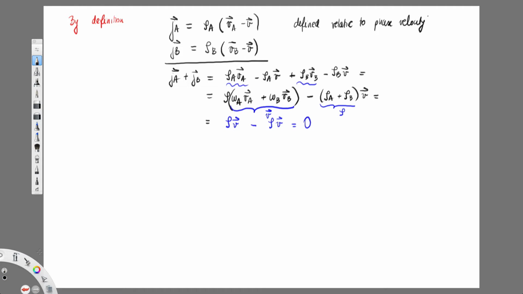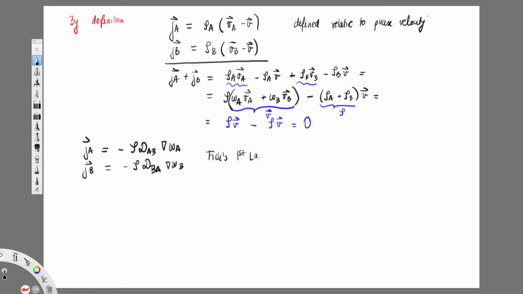Cool. Now I know, by Fick's law, my flux of species A, JA, is minus rho dAB gradient of omega A. And JB is minus rho dBA. So I'm wondering, what is dBA, and how is it related to dAB? Okay, so this is Fick's law.